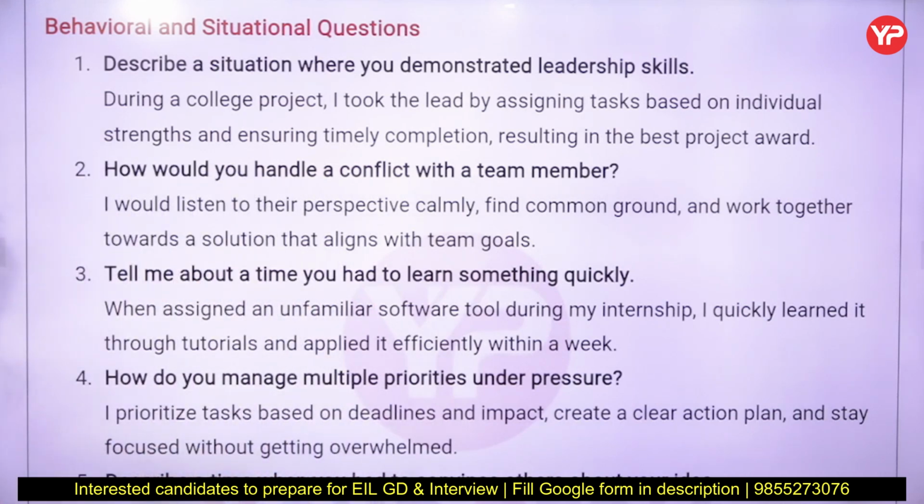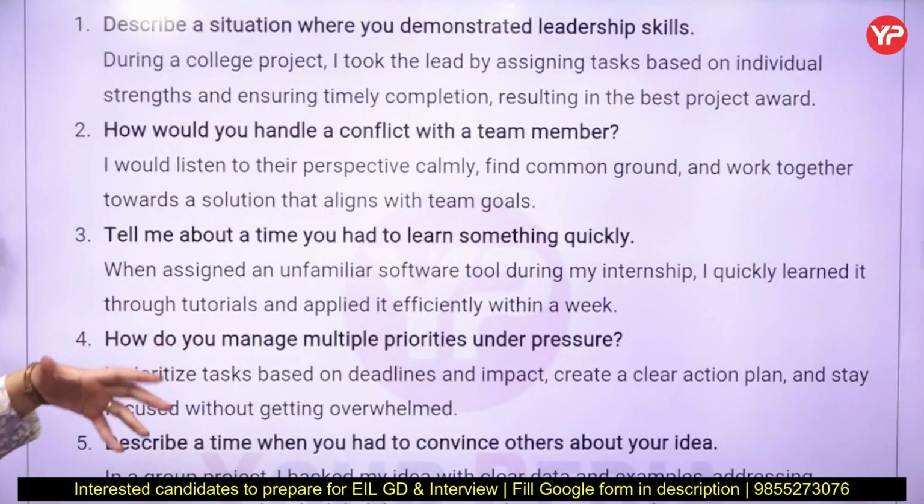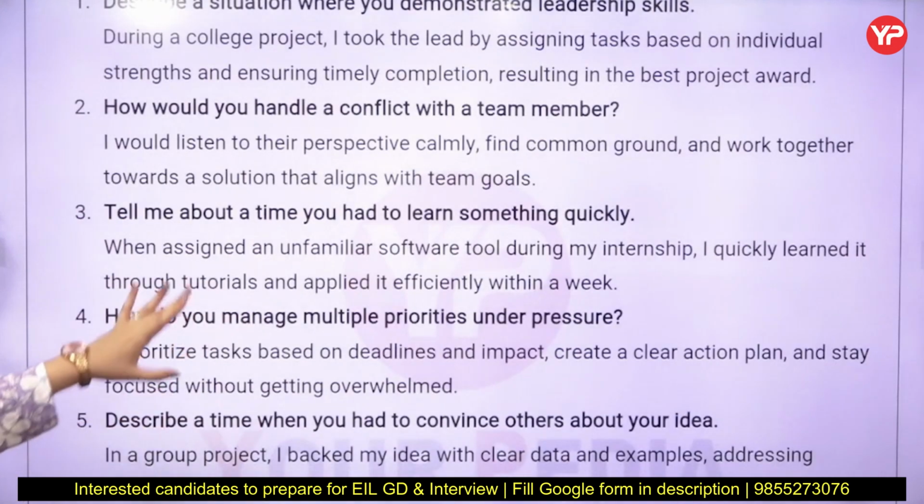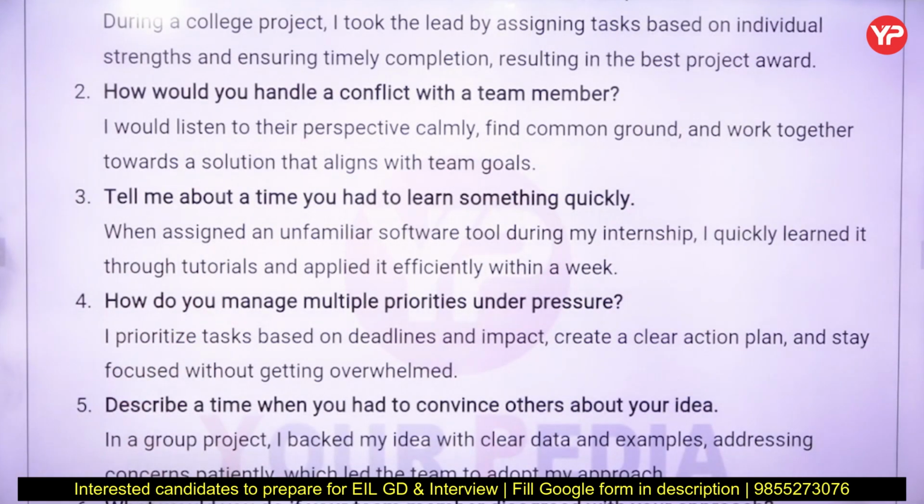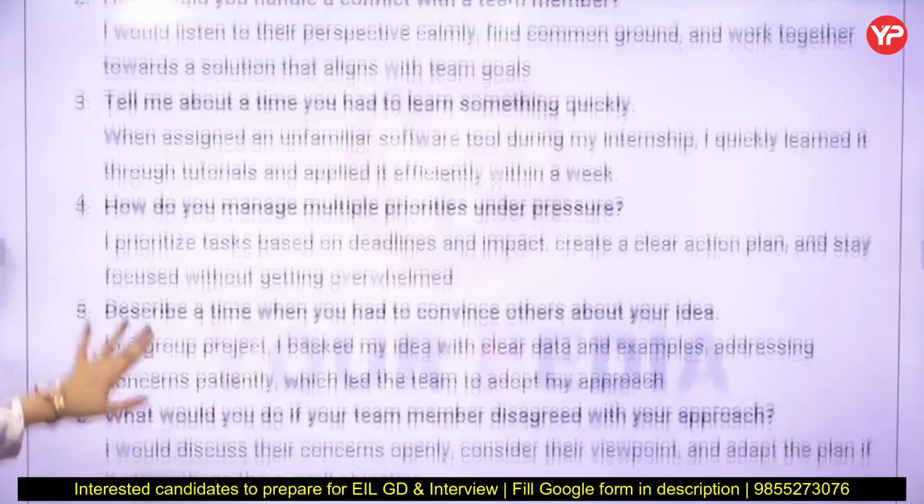Describe a situation where you demonstrate leadership skills. ठीक है, आपने conflict handle किया है, आपने जल्दी से कोई चीज़ सीखी, as you mentioned I'm a quick learner, so उसके related वो question पूछेंगे. How do you manage multiple priorities under pressure? When you say that I have good time management skills, so must prepare for this question.